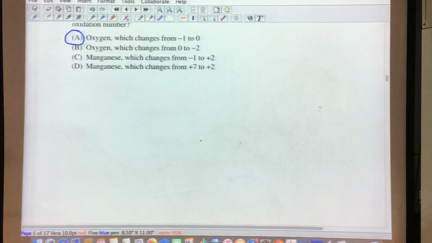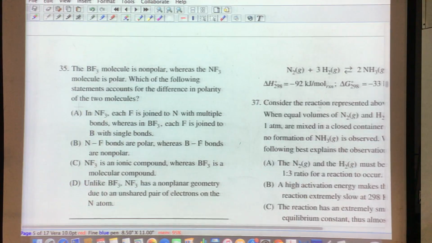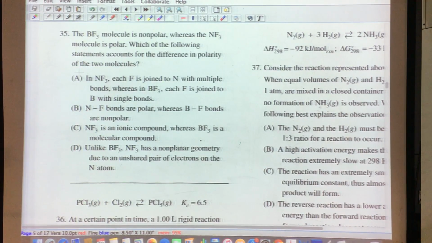All right, 35. The BF3 molecule is nonpolar, whereas the NF3 is polar. Which of the following statements accounts for the differences in the polarity? My gosh, look at the choices here. They think you know nothing. They do. They think you know nothing.